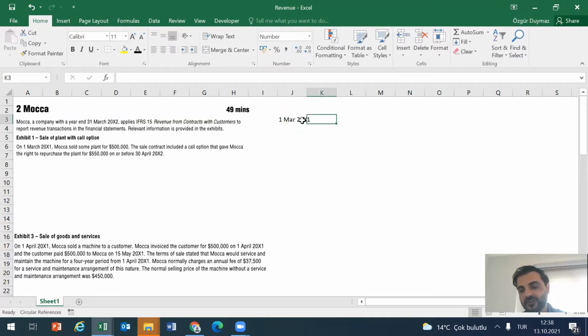control, this is the critical point. Okay, this control has not been transferred yet. Control has not been transferred to another party. Still, Mocha has control over the assets until 30 April.